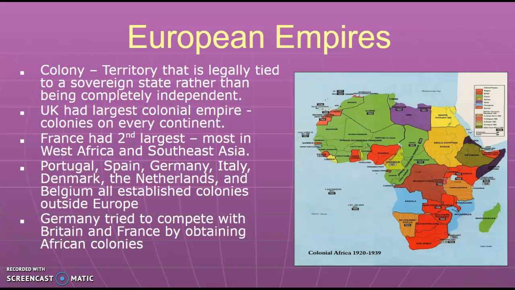France had the second largest. They had the most in West Africa and Southeast Asia. Portugal, Spain, Germany, Italy, Denmark, the Netherlands, and Belgium all established colonies outside of Europe. You saw a lot of Belgium in parts of Africa. Some Germany was in Africa as well. Germany tried to compete with Britain and France by obtaining African colonies.